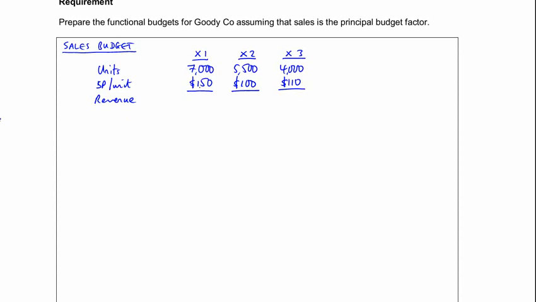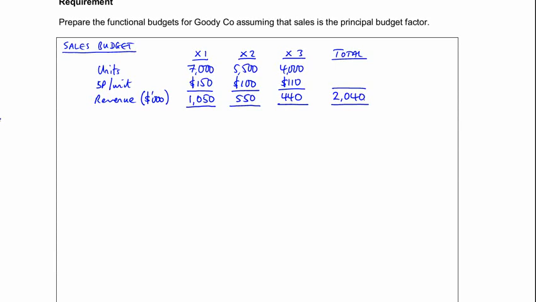Okay, so 7,000 times 150, if we do this in thousands just to save all the zeros, is 1.05 million, so 1050 in thousands. Then 550,000 for X2, and for X3 440,000. In some of these budgets it's then worth having a total, so we add up the revenue figures to get our total revenue budget for the period. 1050 plus 550 is 1.6 million, and then 440 gives 2.04 million.